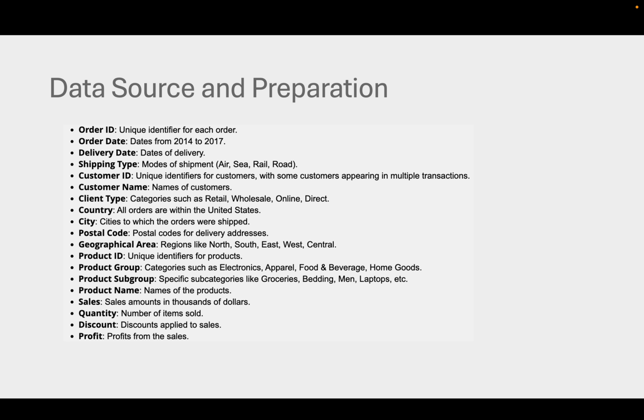We have product ID, product group, product subgroup, looking at how we identify each product as well as grouping them into different segments. So we have apparels, food, beverage, home goods, and so on and so forth. Then we look at the sales amount in dollars, the quantity, the discount, and the profit from the sales. So these are the major variables that we have in the data source.